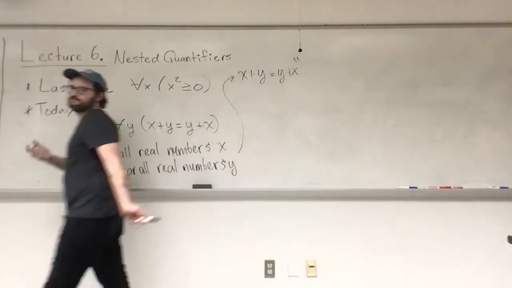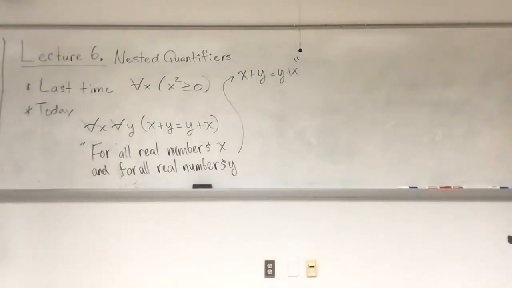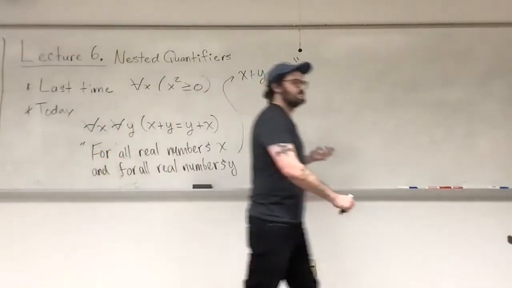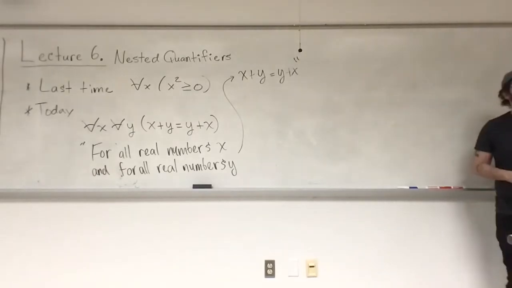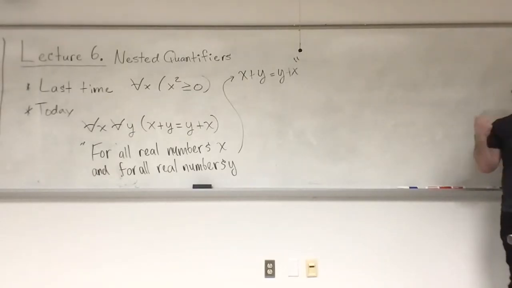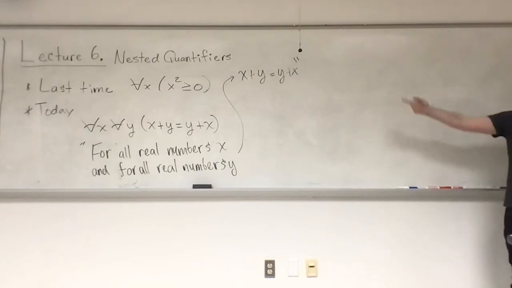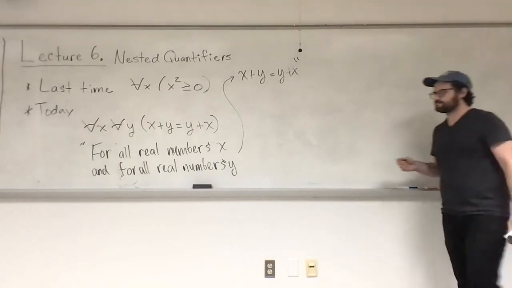So is this true for real numbers? Yes. This has a name, right? There's the commutative property, associative property, and distributive property. That would be commutative, right?